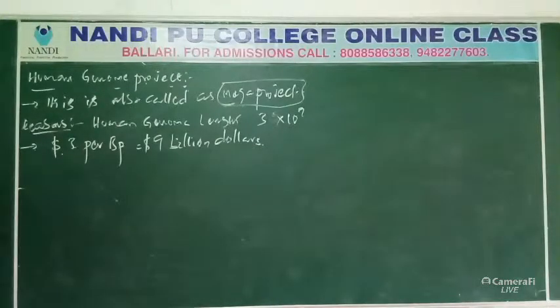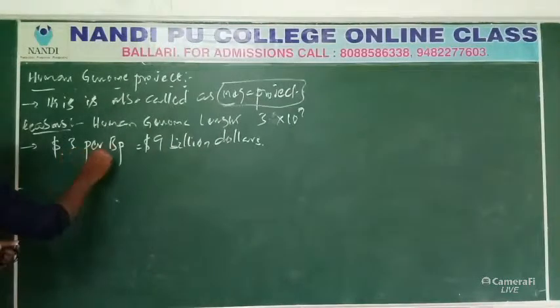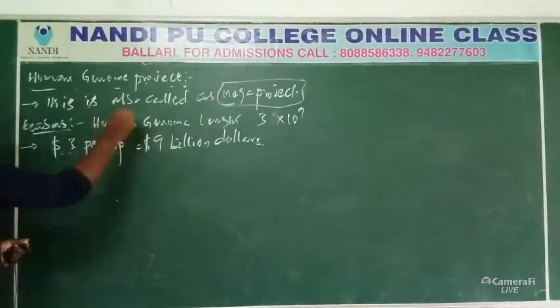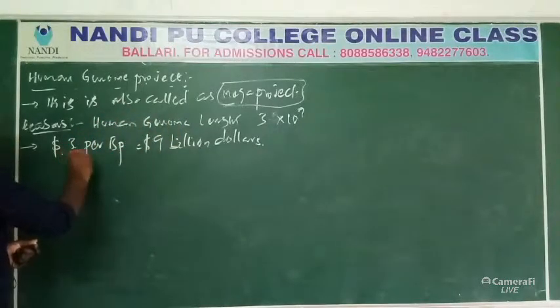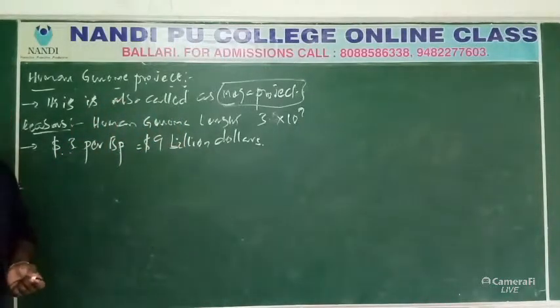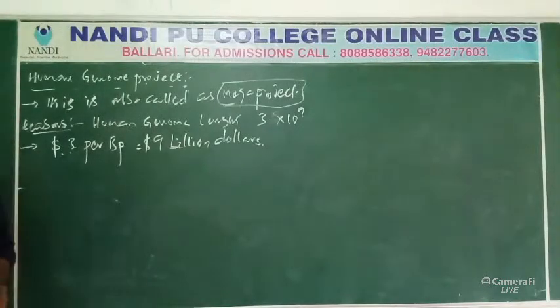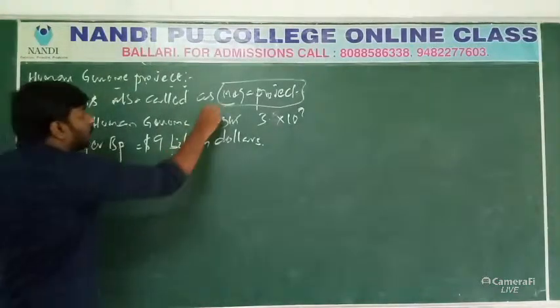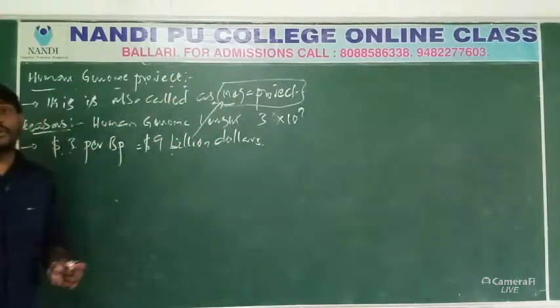So $3 is required to sequence one nucleotide base in the genome. If you calculate like that, the length of the human genome is 3 into 10 to the power of 9, that is nothing but 3 billion. So for one base pair the cost is $3, and for 3 billion base pairs the cost is $9 billion. It is a very huge amount. So if you take the cost, it is a mega project.